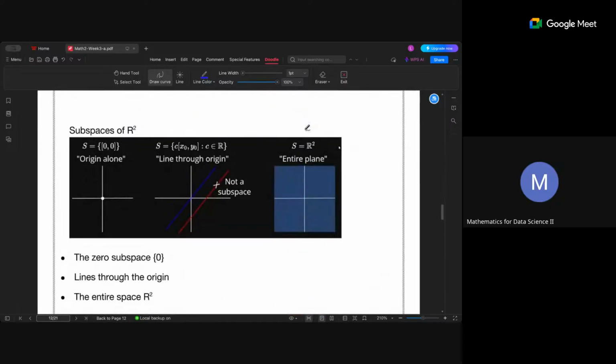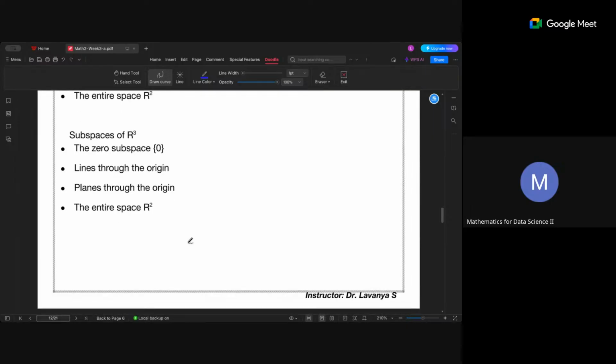So we saw what are all the possible subspaces of R2. Same way for R3, it should be either the zero space, or lines through the origin, or planes through the origin, or the entire R3. These are the only possible subspaces of R3. There cannot be anything apart from this. These are the only structures in R3.